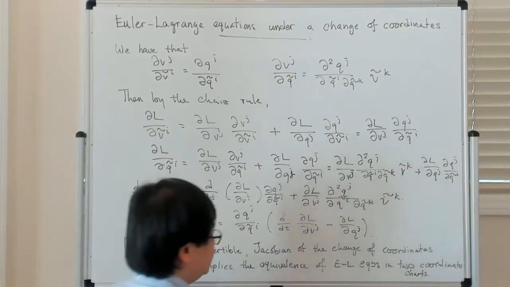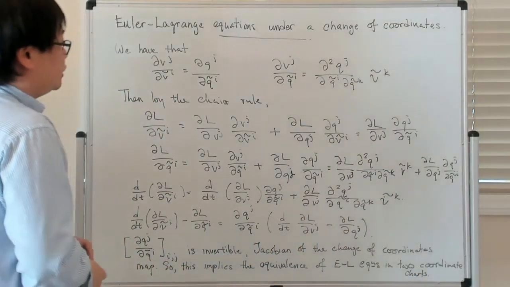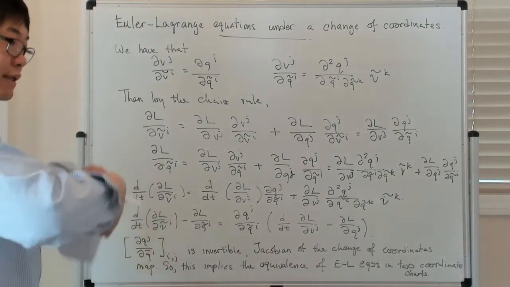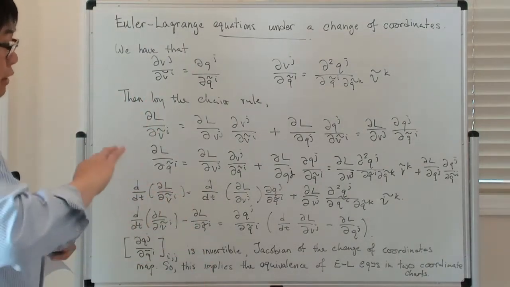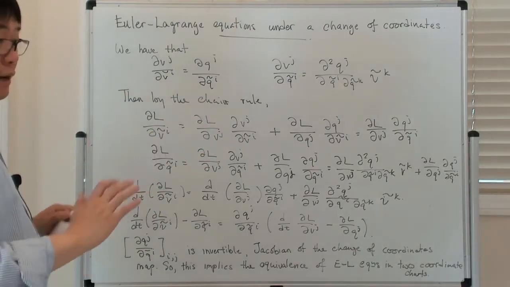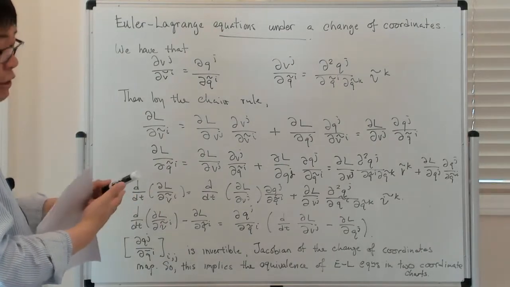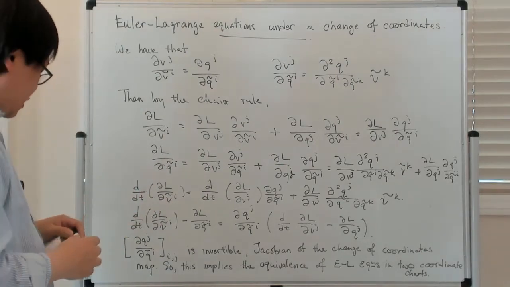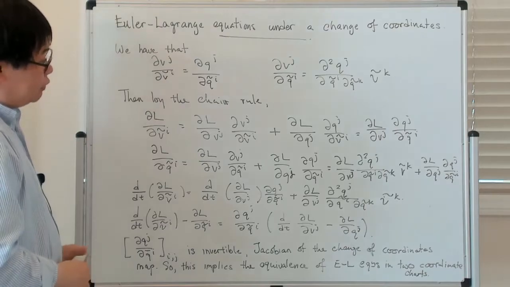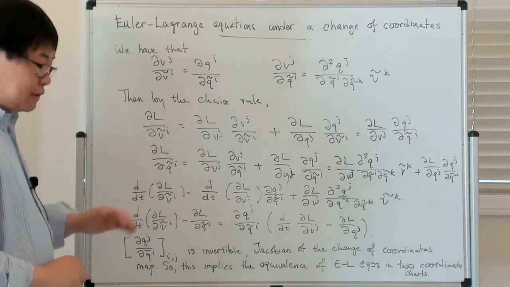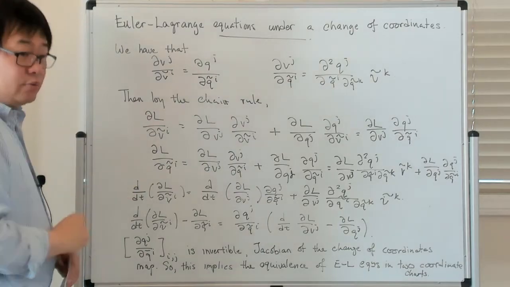All right, and so again, this is what you would expect. You would expect that every time the Euler-Lagrange equations are satisfied in one coordinate system, then they should be satisfied in another coordinate system where the two coordinate systems have an overlapping region and they're part of an atlas for the manifold. Okay, so again, this is not so surprising, but it's still helpful to explicitly check this at least once, all right?